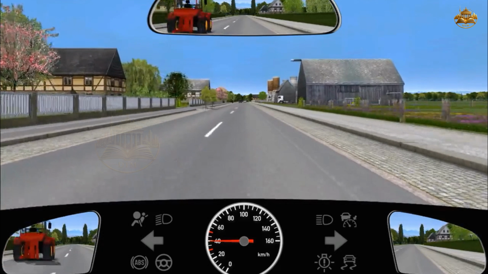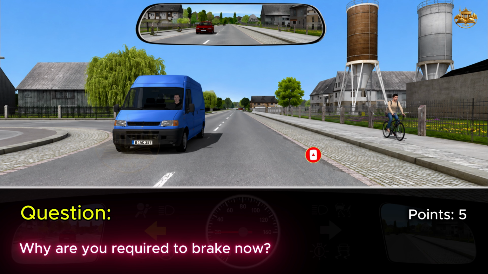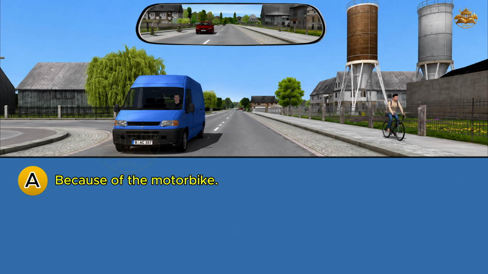Question: why are you required to brake now? This question is asking, which road user is the reason why you have to brake in this situation? Option A: because of the motorbike. The motorbike is coming out from the left side behind the blue van. It could enter our path, so we need to be prepared to brake.